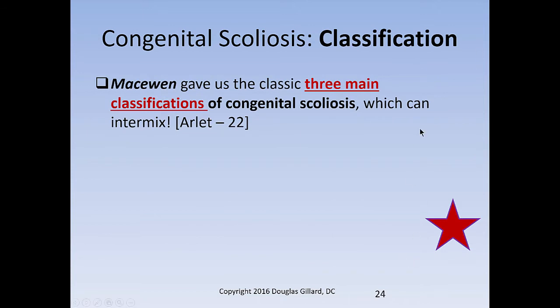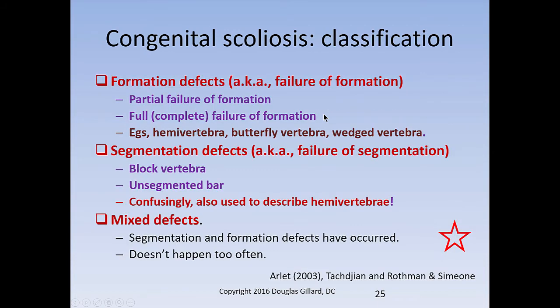Okay, classification, a big star here. McEwen gave us a classic classification system, and there are 3 main classes of congenital scoliosis, which of course can intermix. I've been talking about some of these. Let's nail these down a little more. There's failure of formation, or formation defects of the vertebra. There's a partial failure of formation. There's a full or complete failure of formation. So the hemivertebra would be a full failure of formation. The wedge vertebra and the butterfly vertebra are partial.